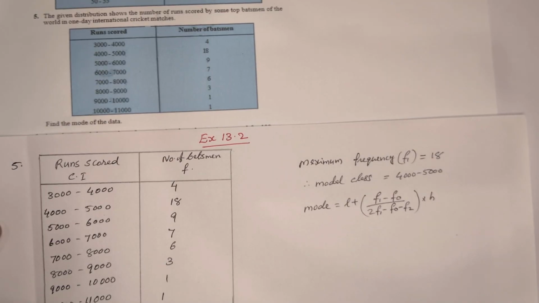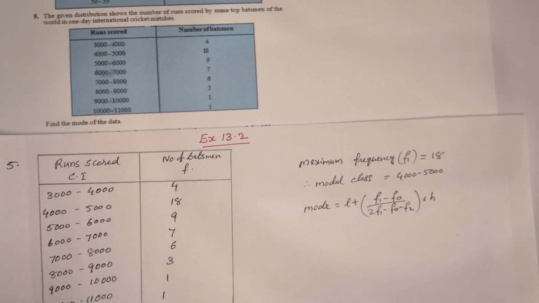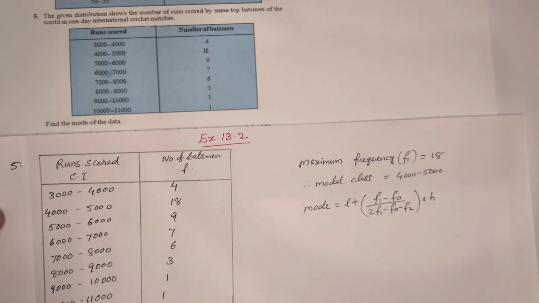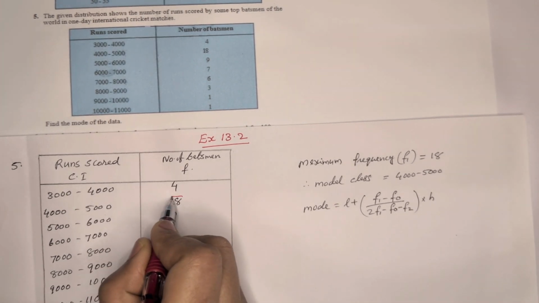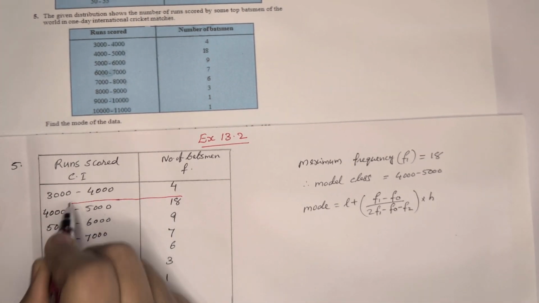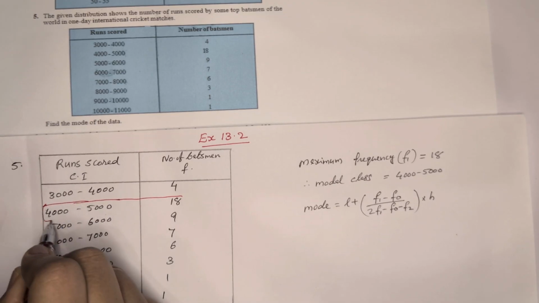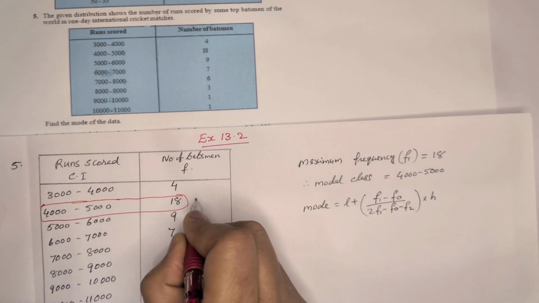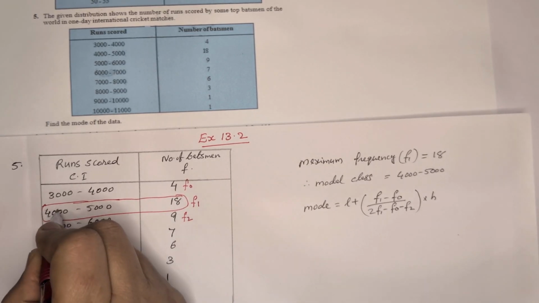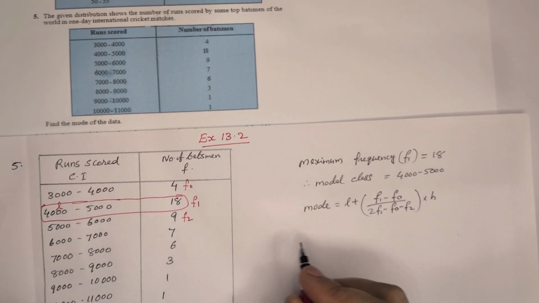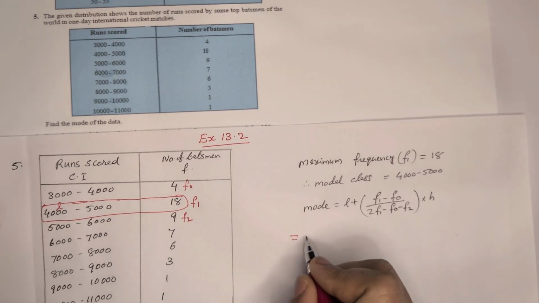Question number 5. The given distribution shows the number of runs by some top batsmen of the world in one-day international cricket matches. Find the mode of the data. Here the maximum frequency is 18. So the modal class is 4000 to 5000. This we can mark as F1, F0, F2. L is here. Therefore, mode is equal to L plus, L is 4000.